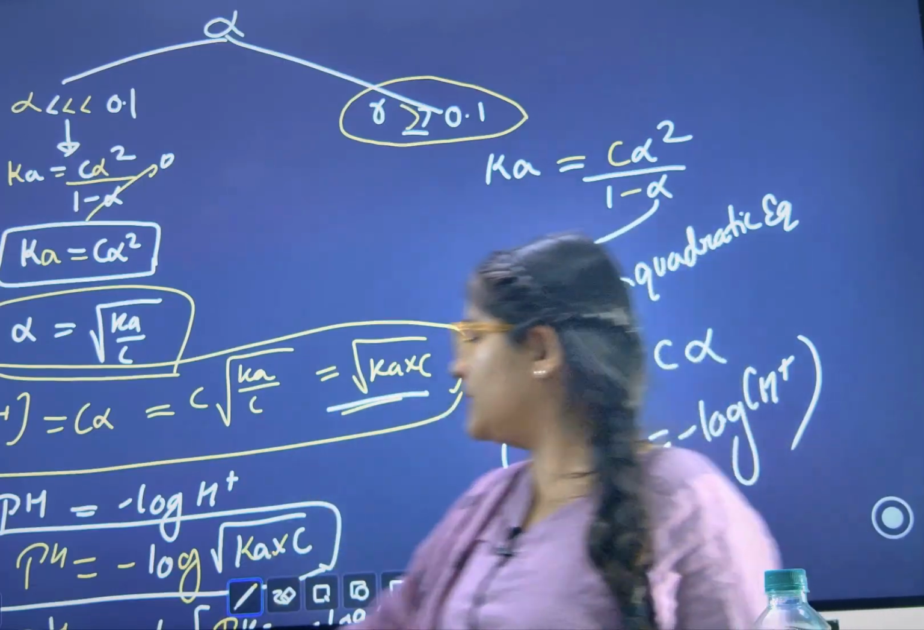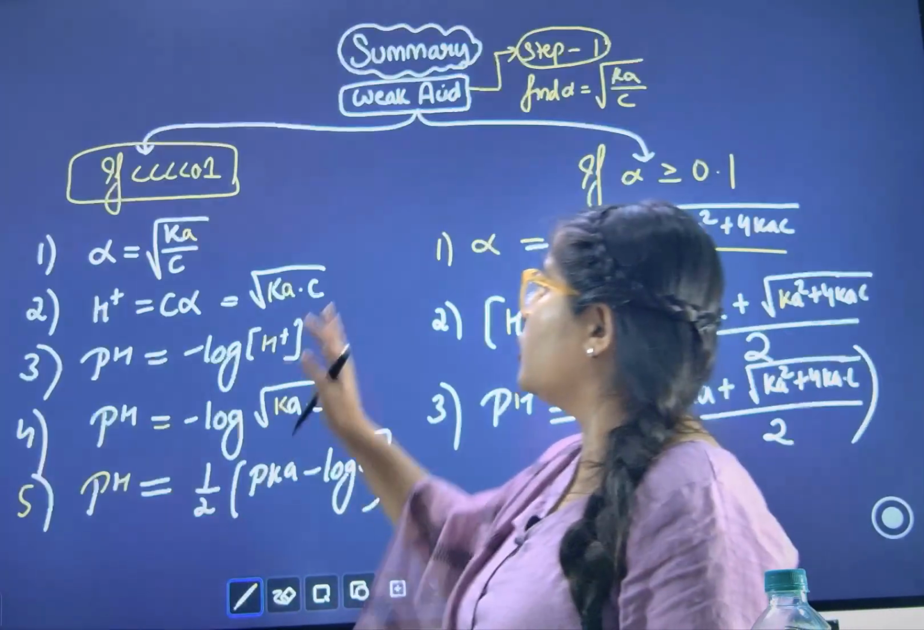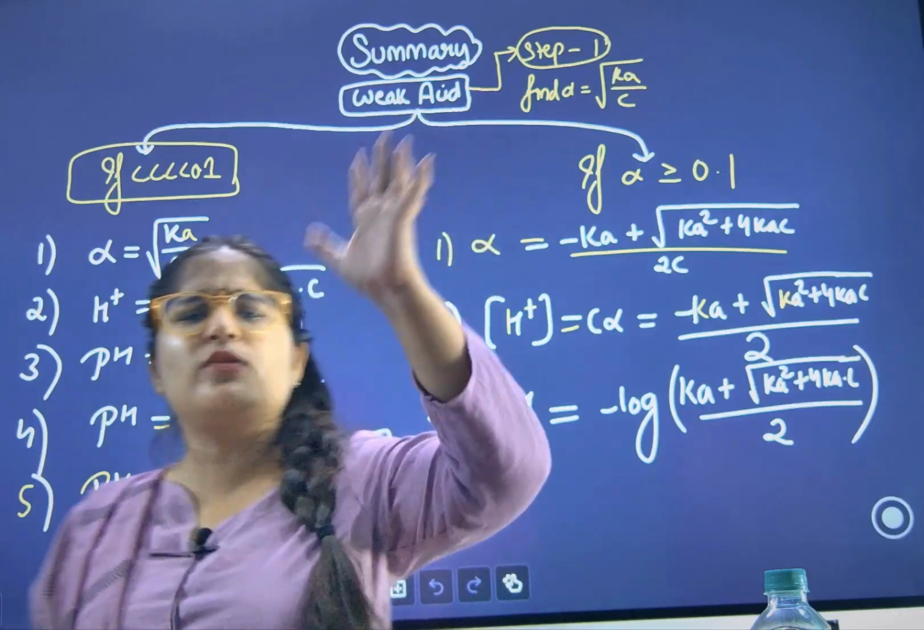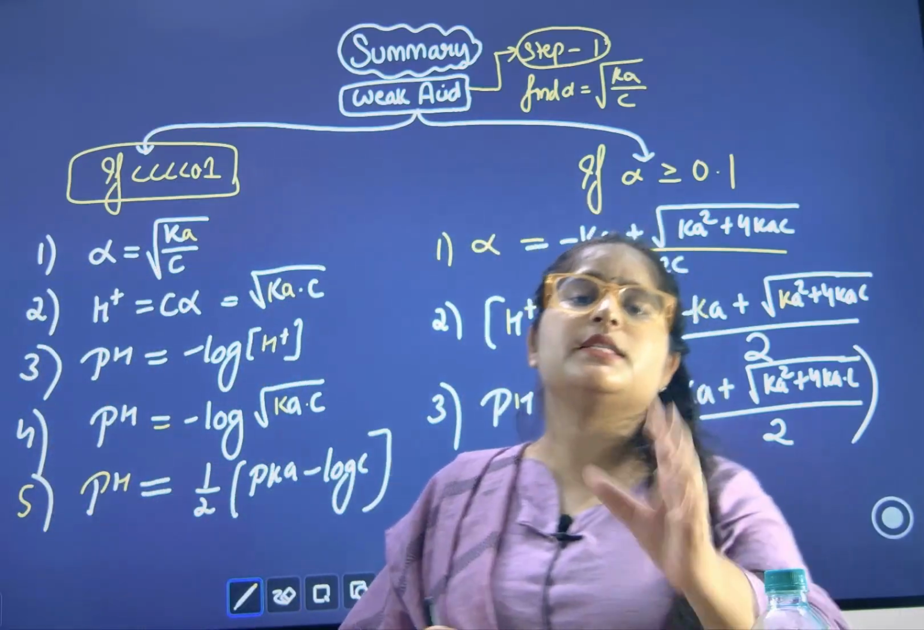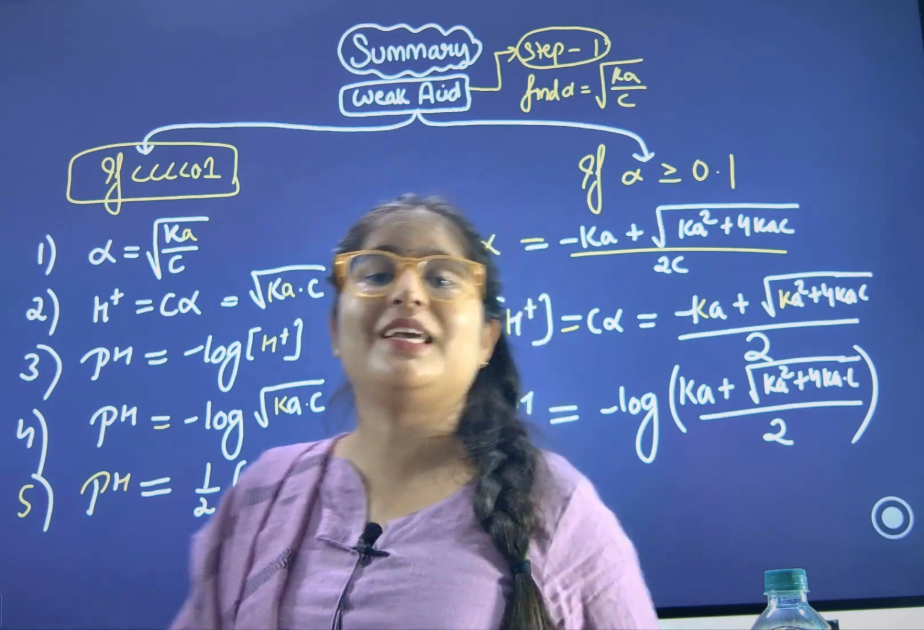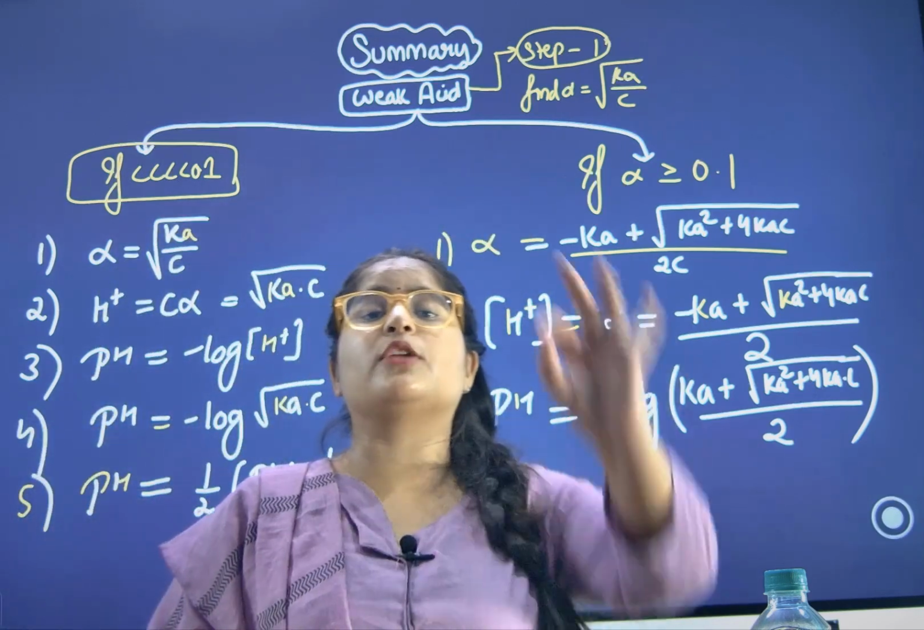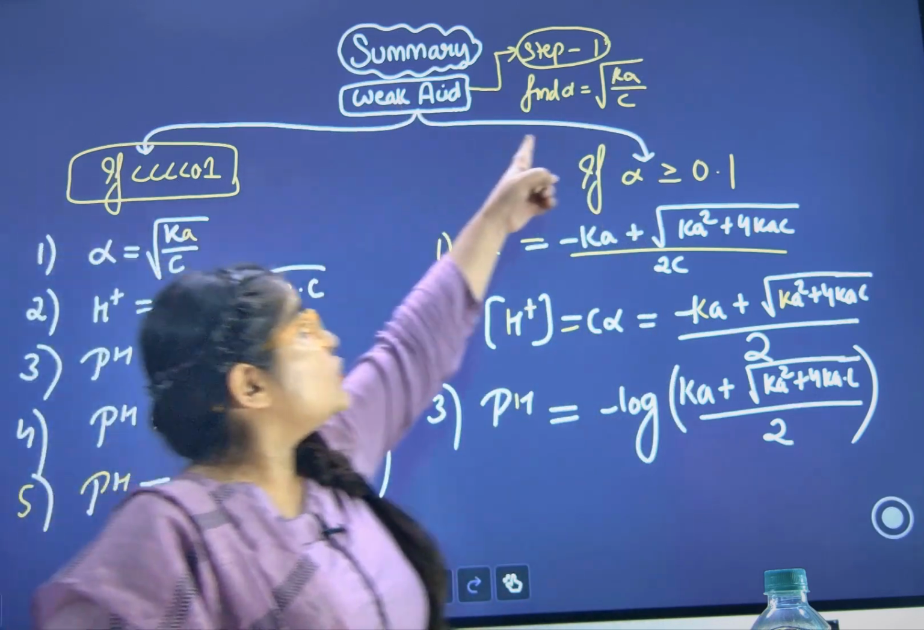Okay, fine. Now let us do a quick revision of the weak acid concept. Whenever you see a weak acid, how will you identify it? COOH will be there, organic acids. These are weak acids. So whenever you see a weak acid, the first step is to calculate alpha.